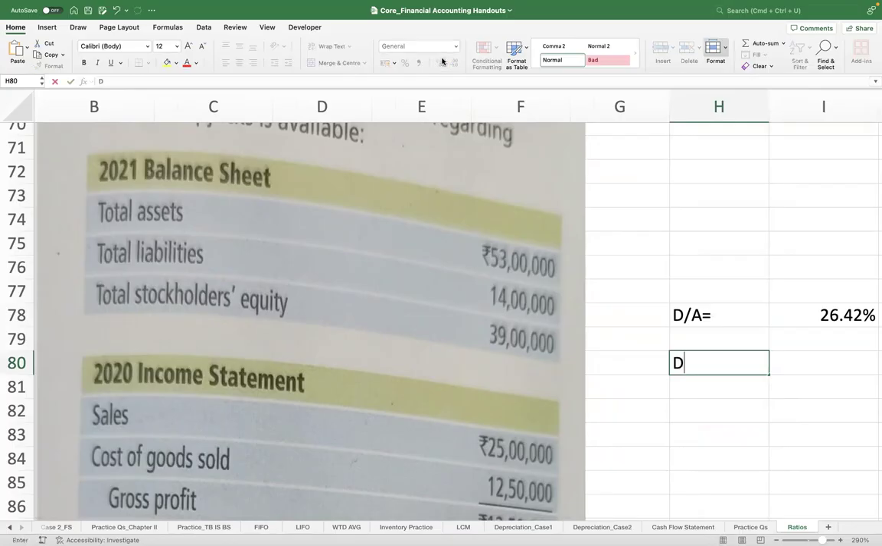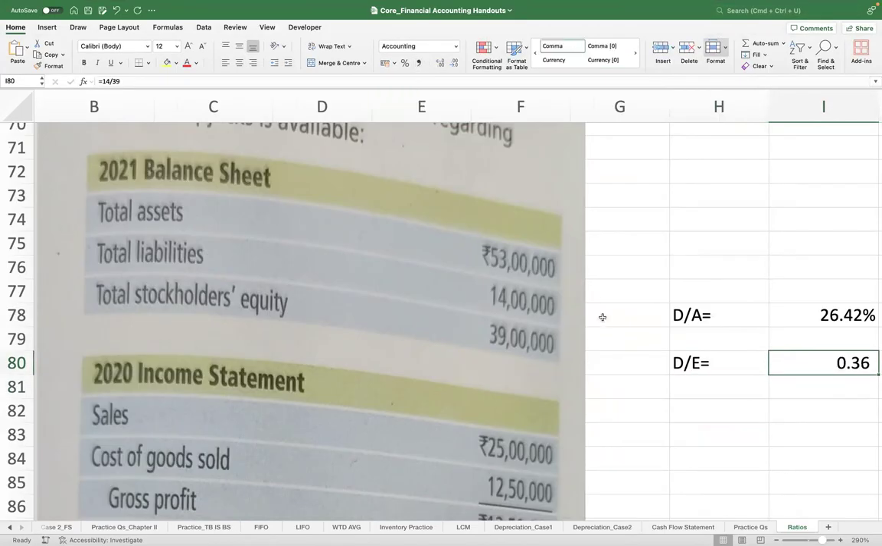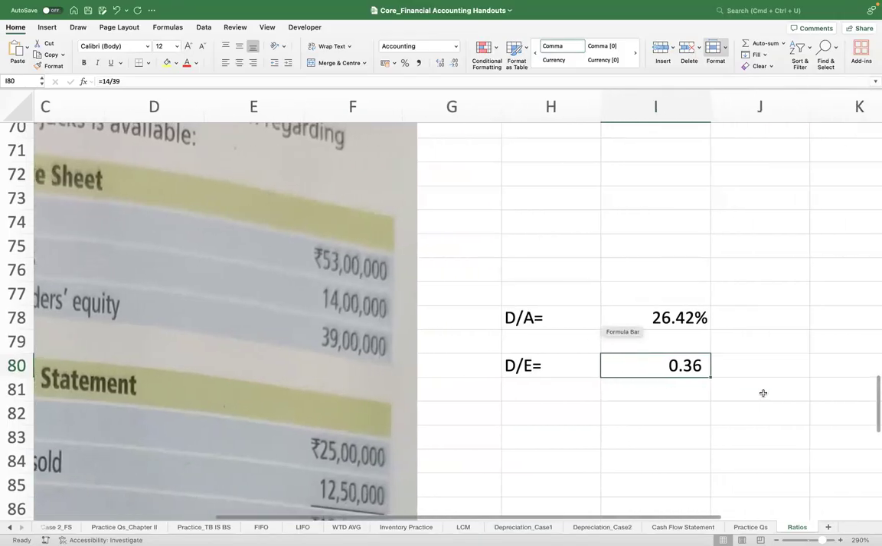What is debt equity ratio? Debt by equity. So which will be 14 by 39. Now इस case में always express it in decimals. नहीं तो फिर आप टोटल ले सकते हो, अदरवाइज लॉन्ग टर्म डेट लेना चाहिए. सो डेट टू इक्विटी रेशियो कितना आया? 0.36. हाँ, but debt to equity ratio always express in decimals, never percentage.